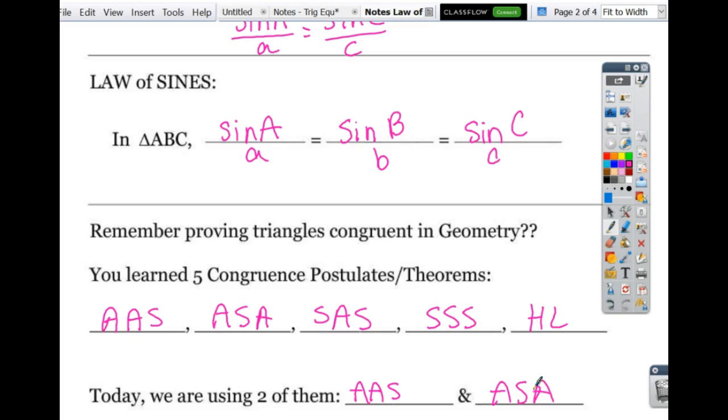And ASS, right? There was no ASS in geometry. Remember? No ASS in geometry. Well, guess what? We get to use the ASS in pre-cal, and we'll do that on Tuesday. So there is ASS in pre-cal, but not today, okay? All right? Yeah. Uh-huh. All right.